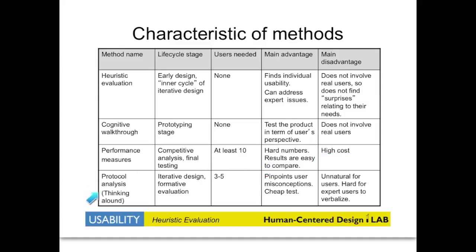The next one is protocol analysis, or thinking out loud. This one is iterative design, formative evaluation. Users needed are 3 to 5. Here we pinpoint the user's misconceptions. The disadvantage of this one is that it is unnatural for the user, because the user needs to talk or speak while they are working, and this may be hard for expert users to verbalize because they are really fast in doing things and they don't want to spend time talking.